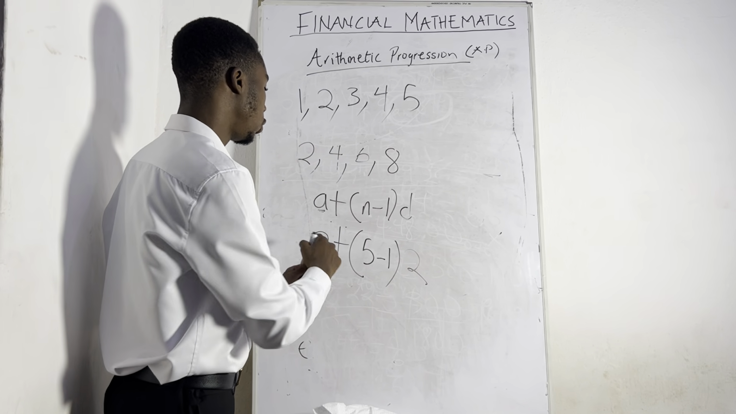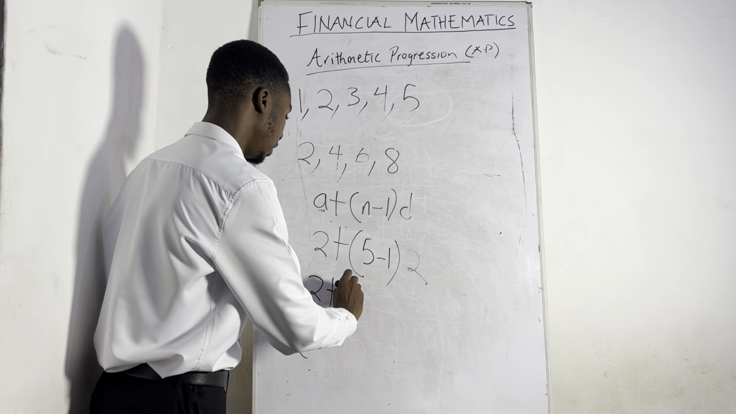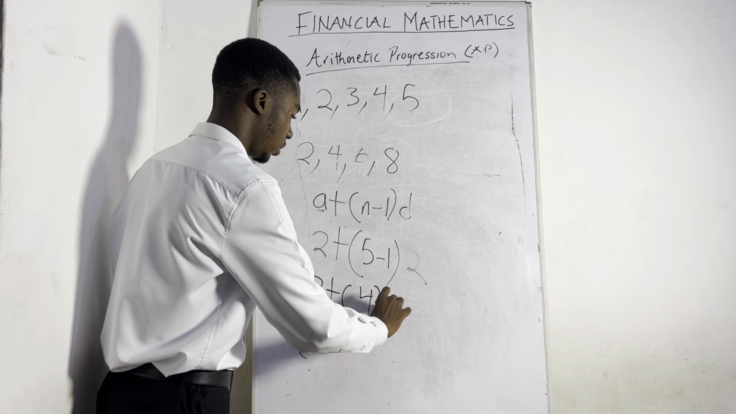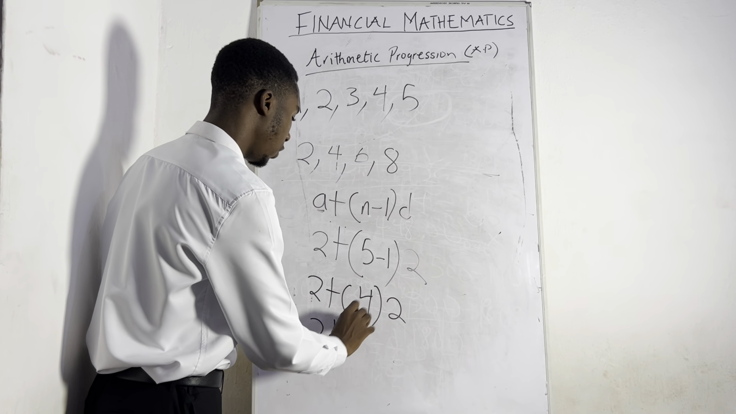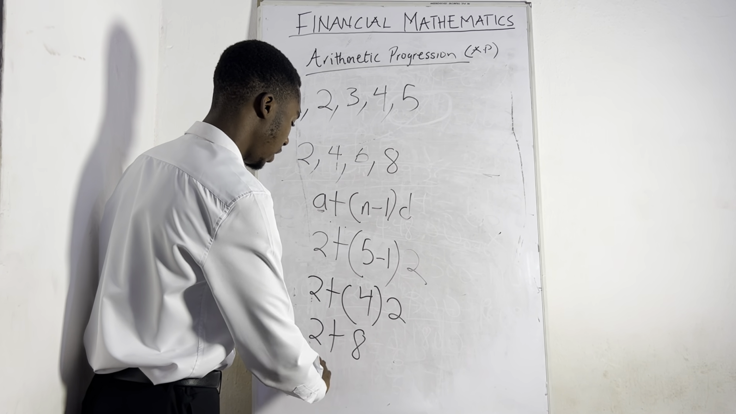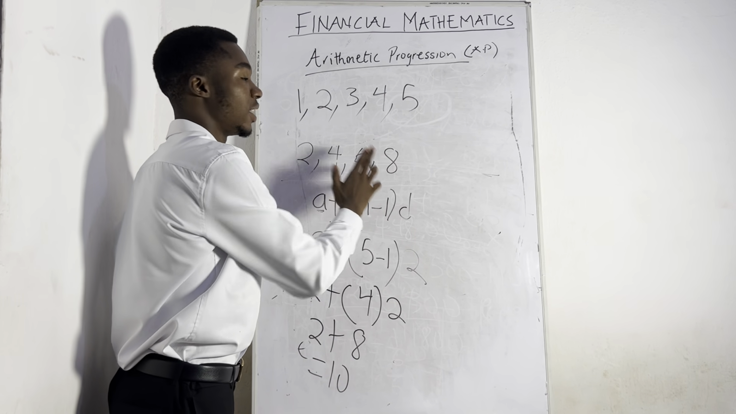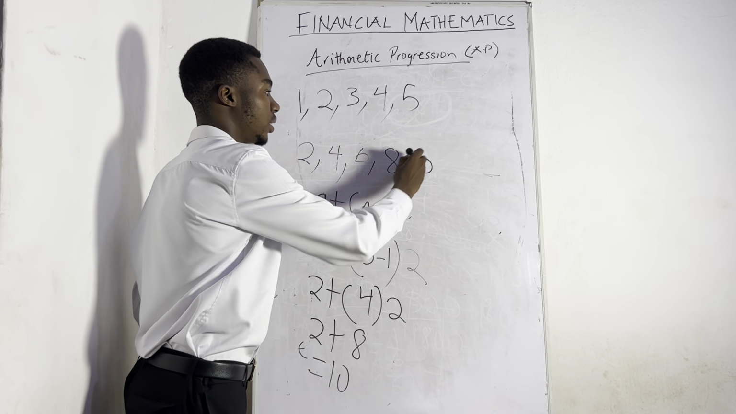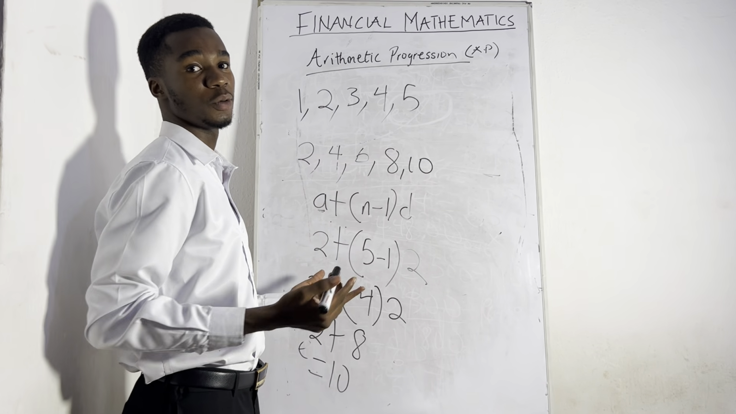So now we have 2 plus, in brackets, 5 minus 1. So let's just simplify it. 5 minus 1 is 4. Then times 2. So we have 2 plus 4 times 2, which is 8. So our final answer is 10. You get it? So it means 2, 4, 6, 8, the fifth term will be 10. You get it? And obviously, if you add to the fourth term, 8, you get 10, so we use the formula and we got the same thing.